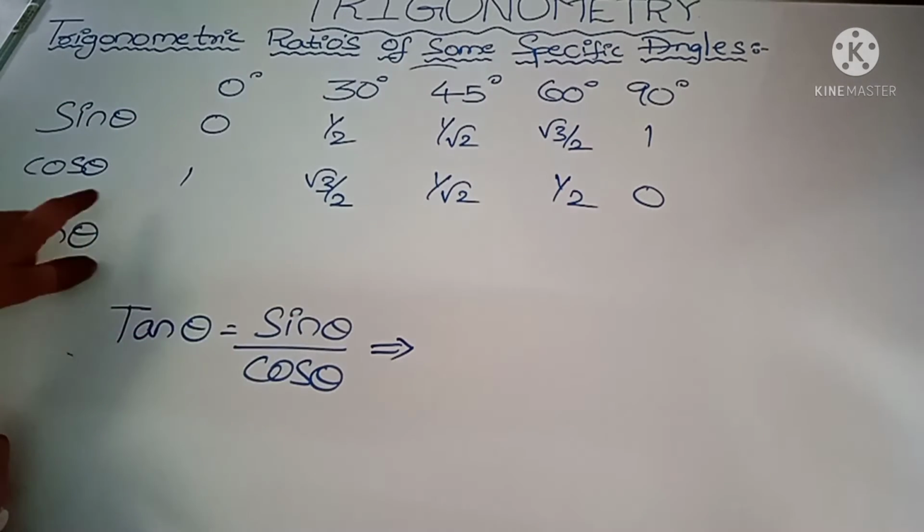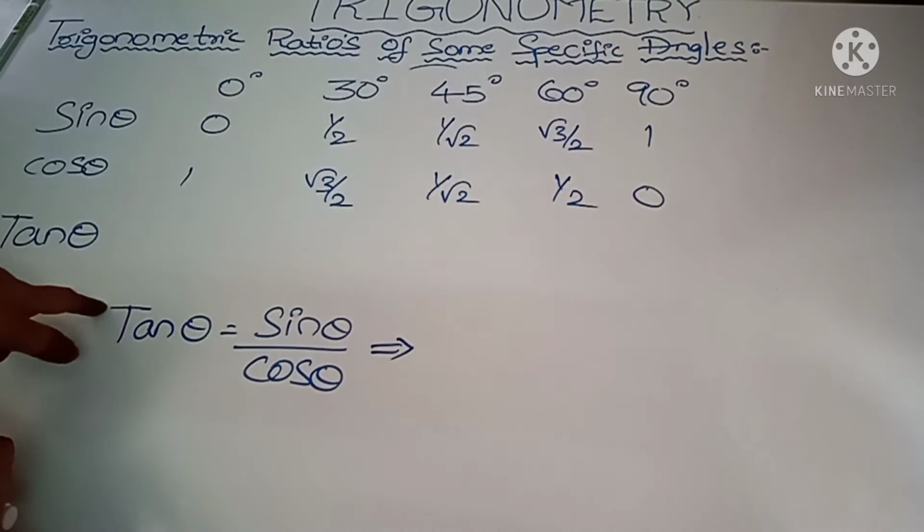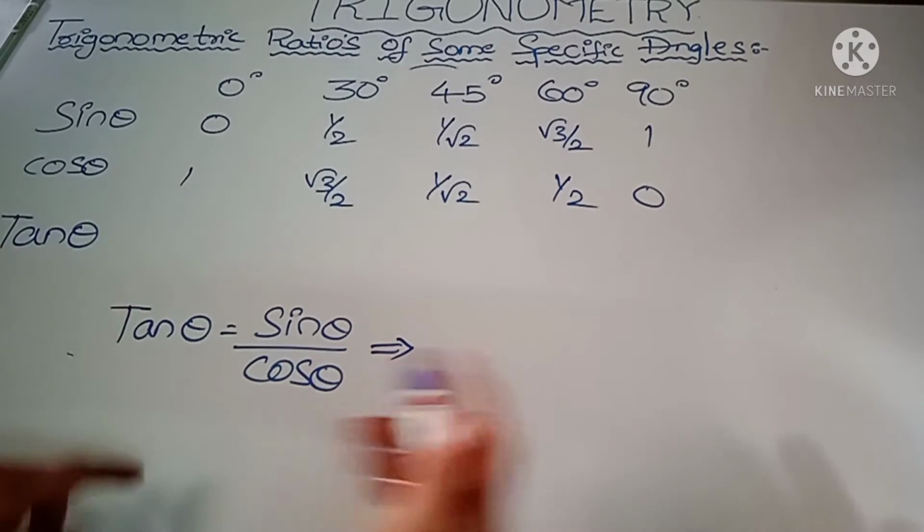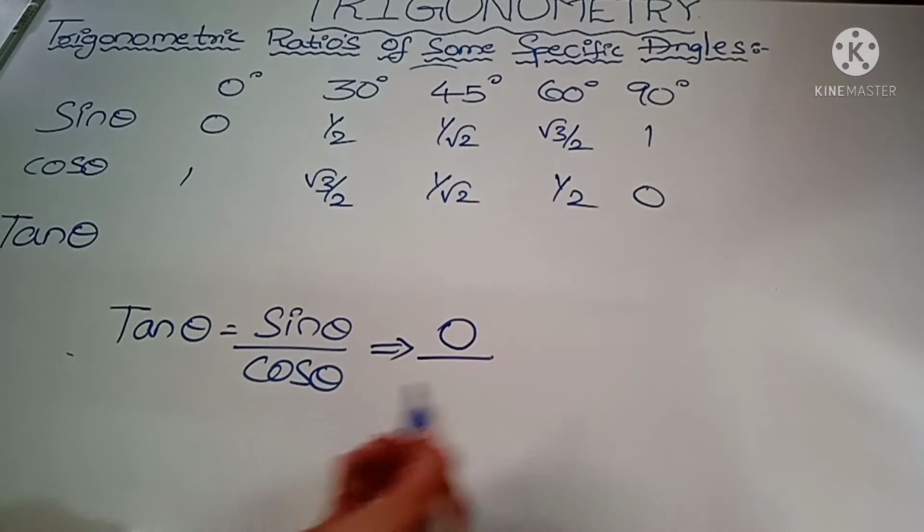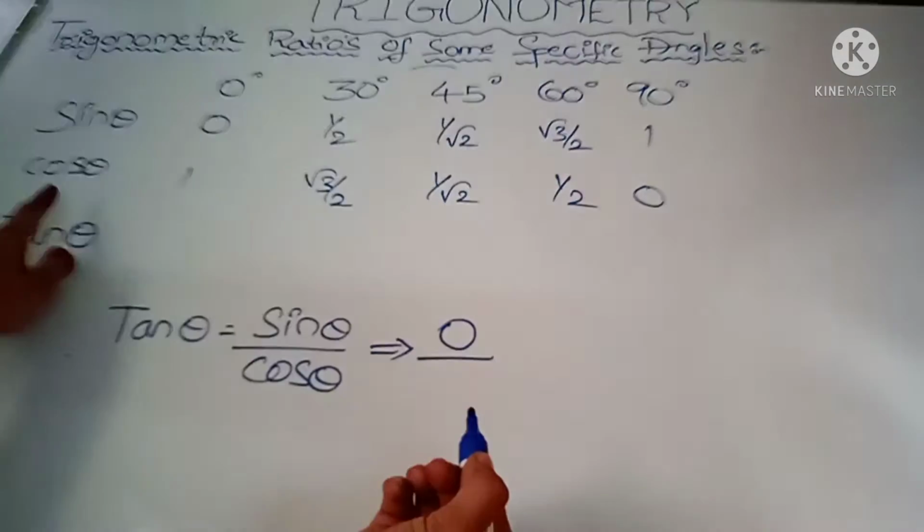See, I want to know the value of tan 0. What is the value of sin 0? 0. And what's the value of cos 0? Cos 0 is 1.